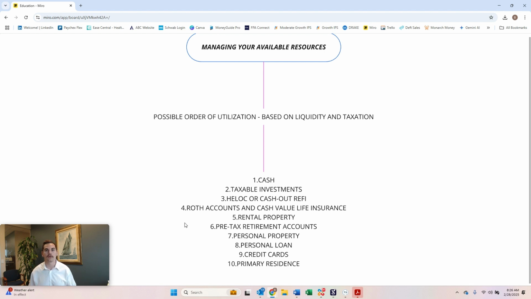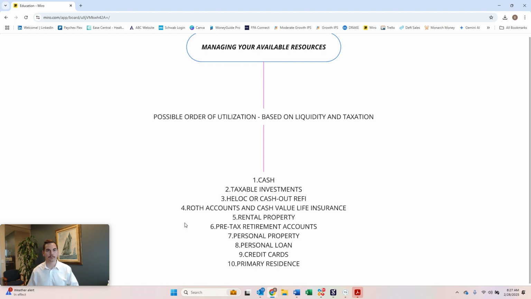The next would be a rental property. Not a lot of people have rental properties, but if you have one, that's also taxed at capital gain rates, which is less than the ordinary income that you see with retirement accounts. Now, you might have depreciation recapture and other types of taxes to be aware of, but it could get you a large sum of cash if you need it to cover your expenses.